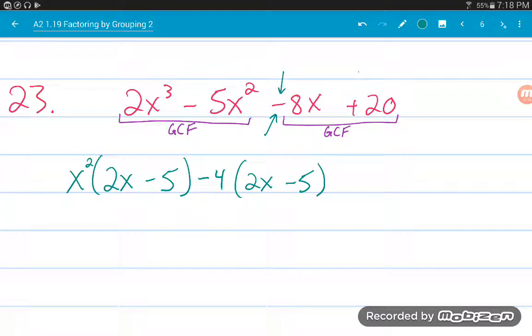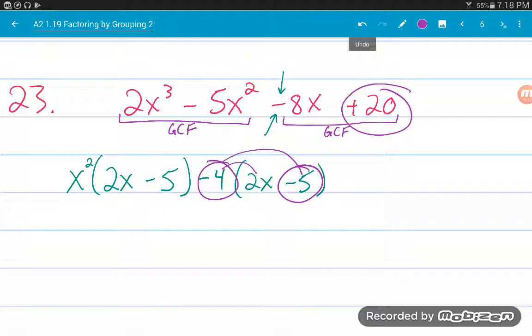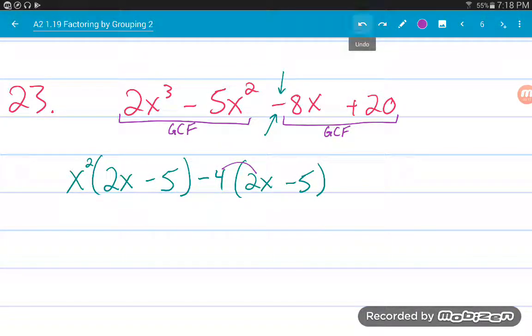If you don't believe me and you think it should be positive because this one is, let's see what happens if we distribute back in. Negative 4 times 2x is negative 8x. And negative 4 times negative 5 is positive 20. Okay, so when I pulled out that negative, it switched the signs on the inside. I just do that distribution to make sure that I didn't make any mistakes.